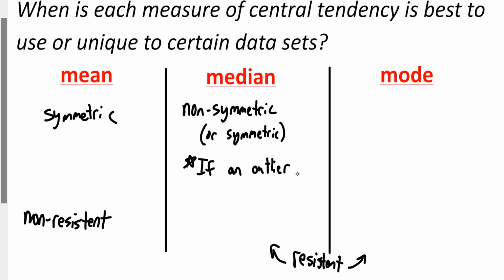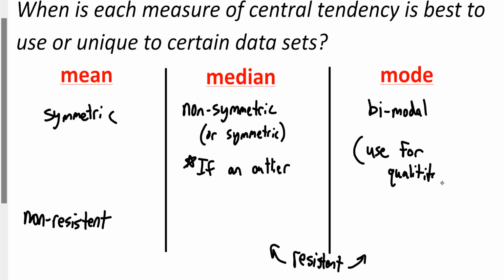And the mode is just typically used when it's something that's bimodal. It's not super common. It's also used for qualitative data, something that fits into categories. Like this is the most to have the favorite color of blue. But that's when you talk about the mode.